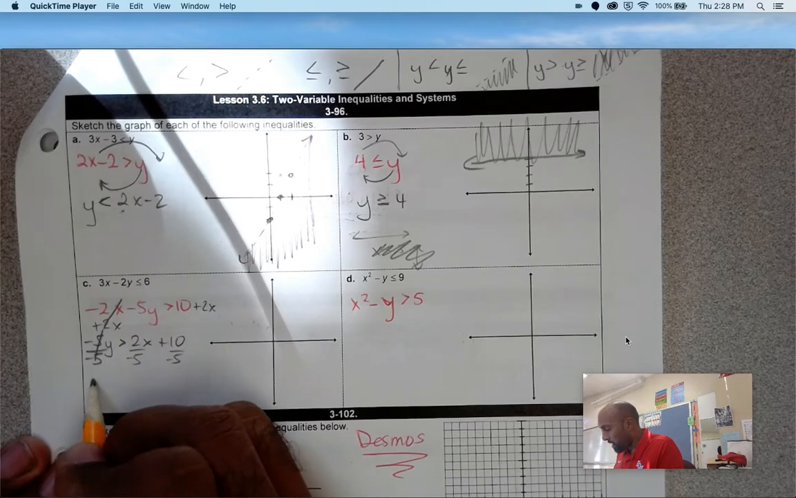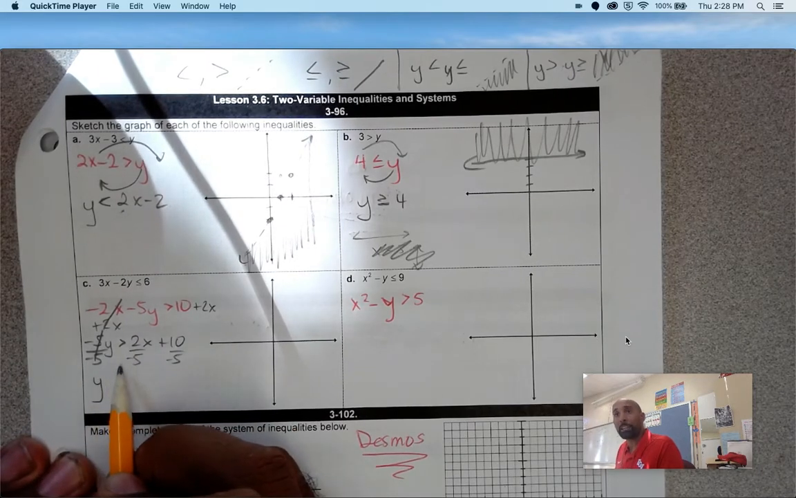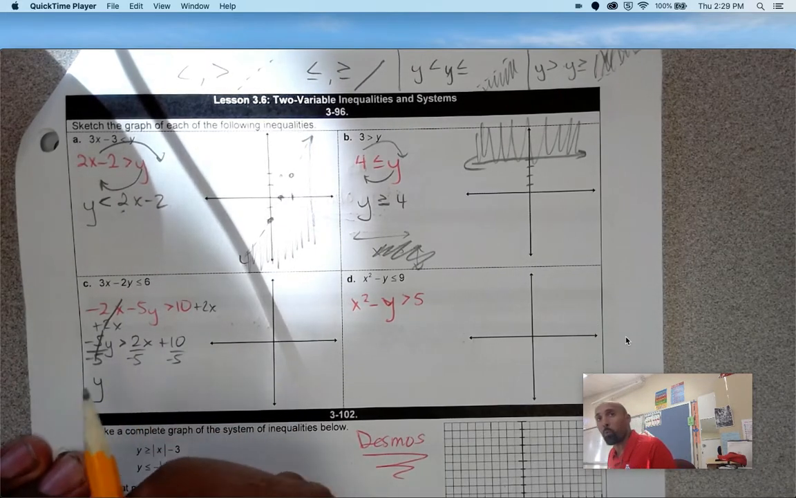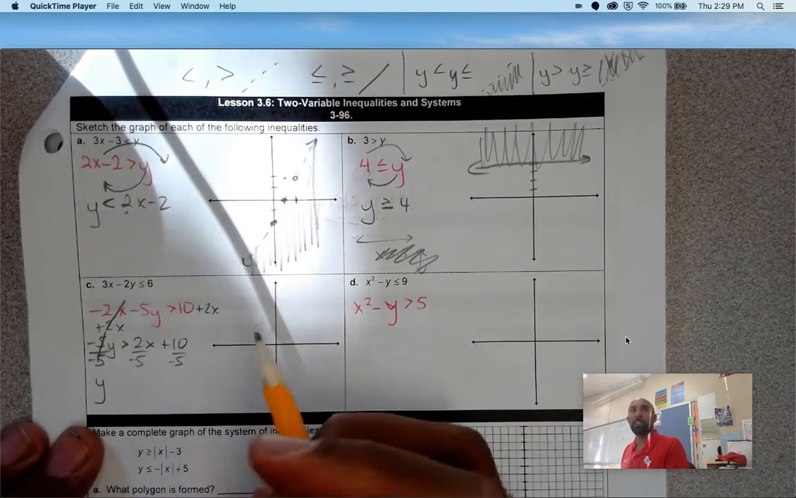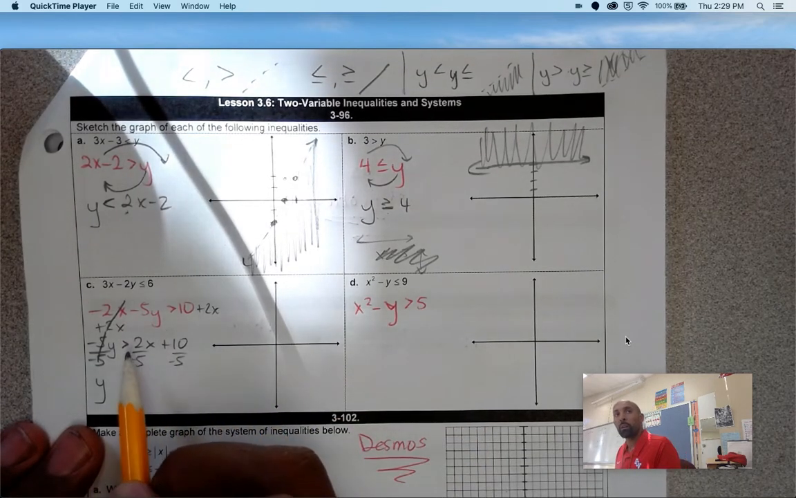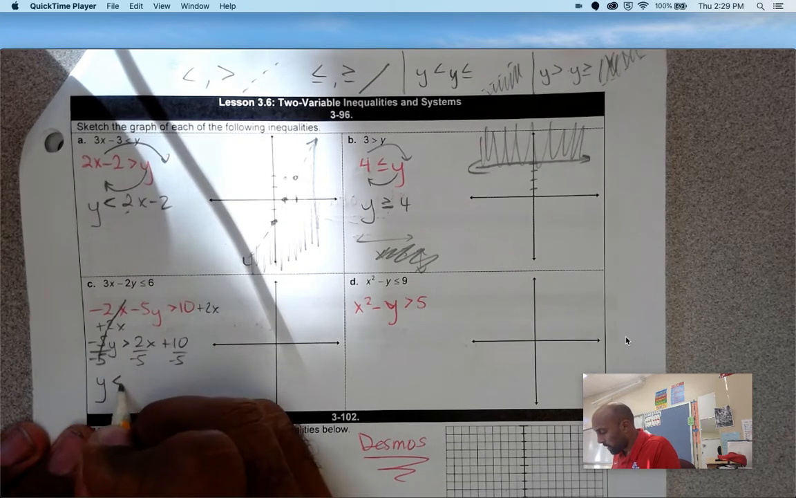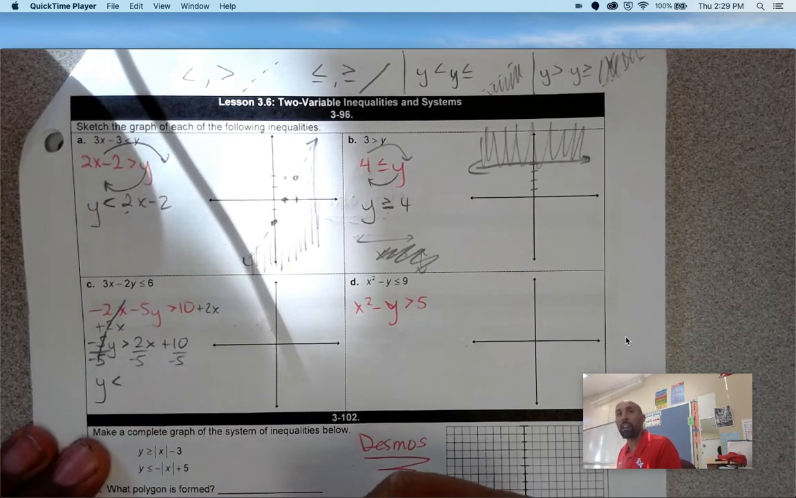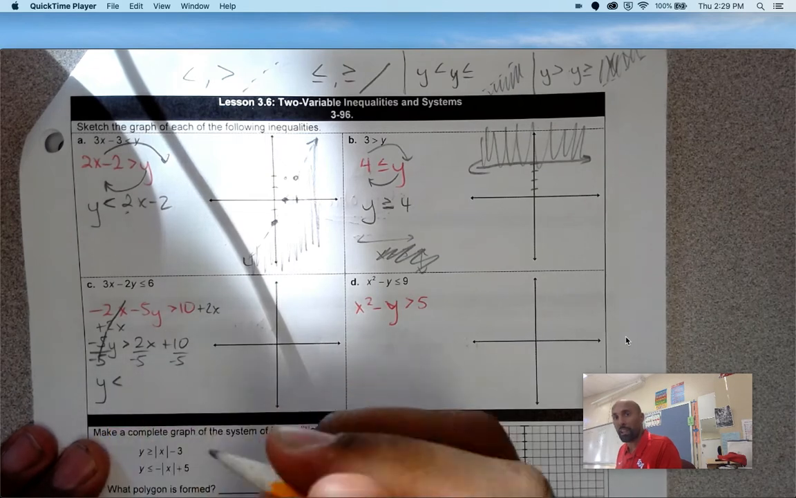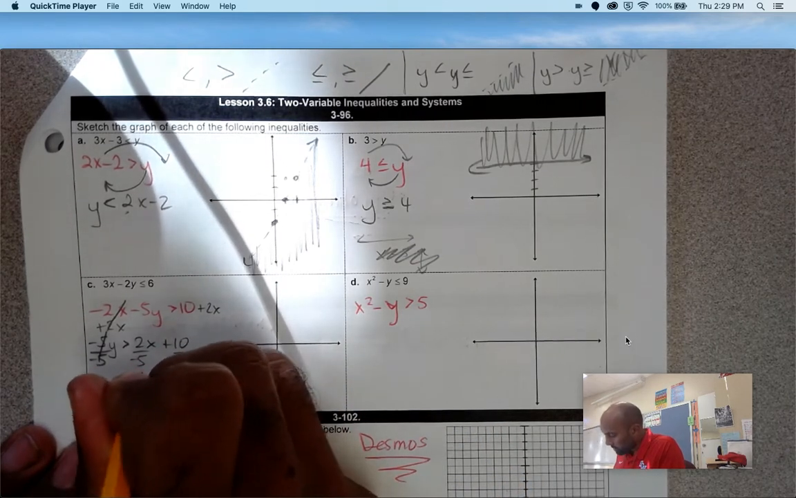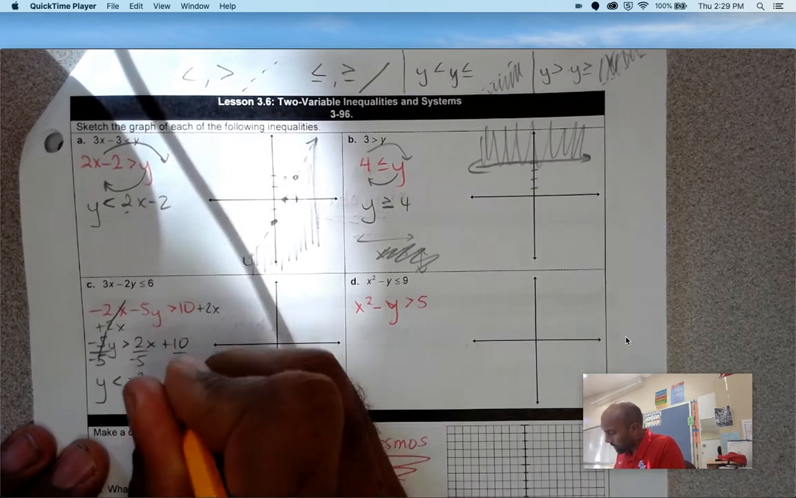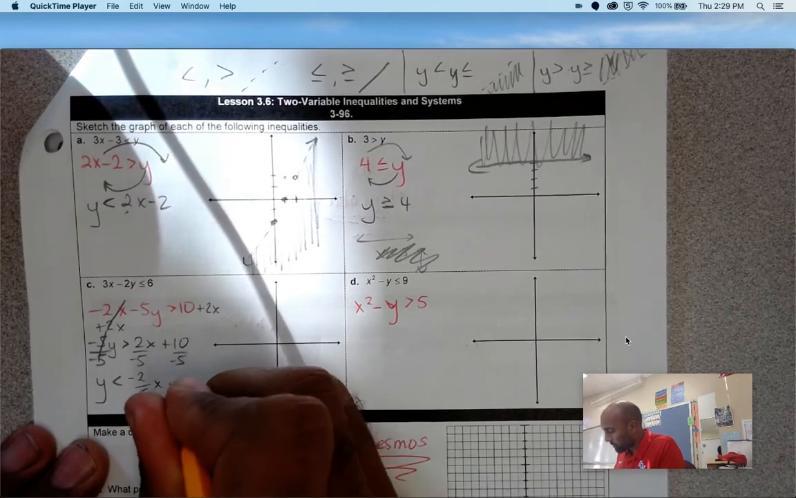When you divide by a negative number, no matter what type of inequality problem you're working on, you need to flip this sign. So this sign goes from greater than to less than, just because it was a negative number. Now I have -2 over 5x, and then 10 divided by -5 is -2.